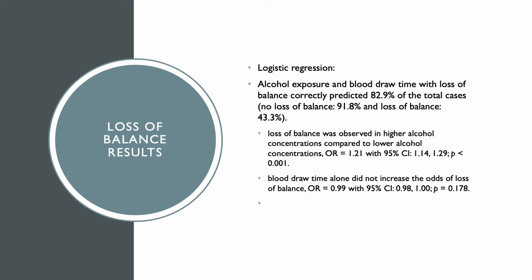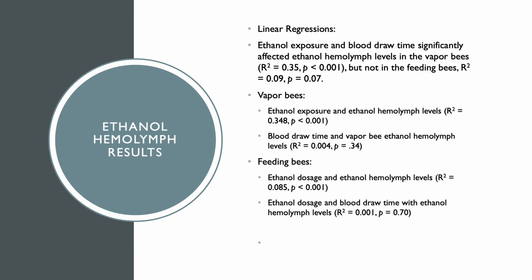A lot of the literature shows that the honeybees lose balance or have motor function impairments when it comes to higher alcohol concentrations compared to lower alcohol concentrations. Additionally, blood draw time did not increase the odds of loss of balance. A pair of linear regressions was conducted to look at the ethanol hemolymph levels and the effects of the factors of ethanol exposure and blood draw time on these levels.